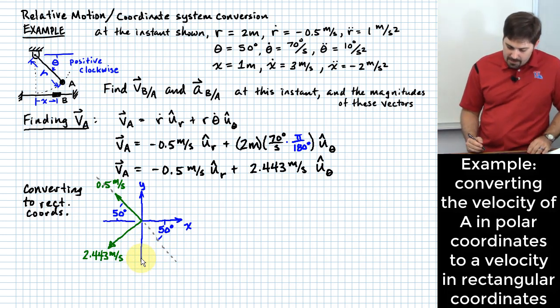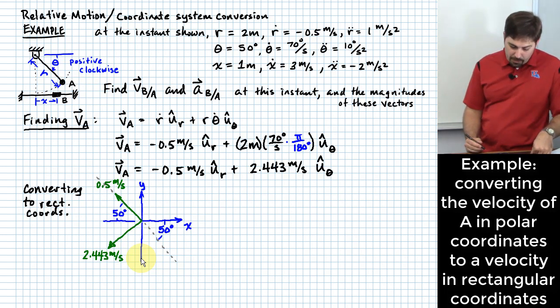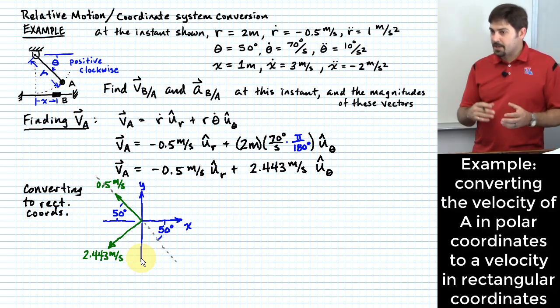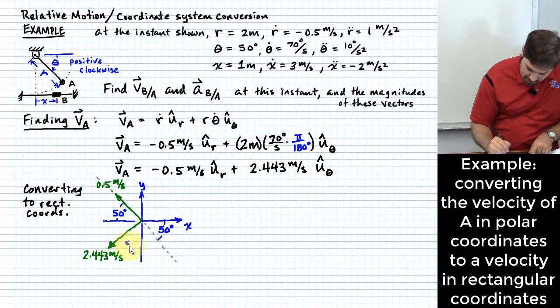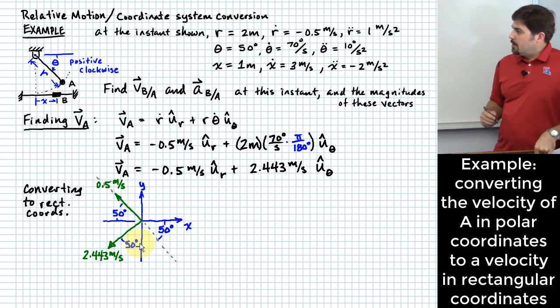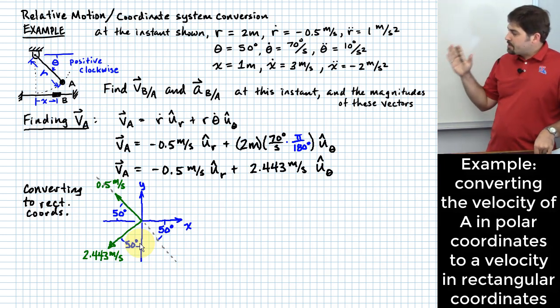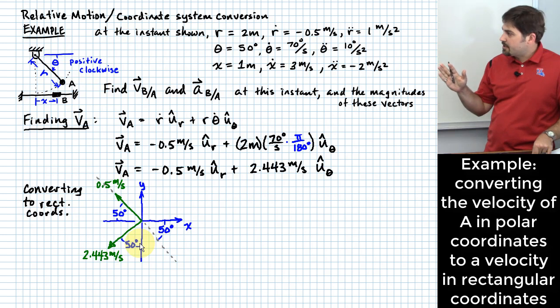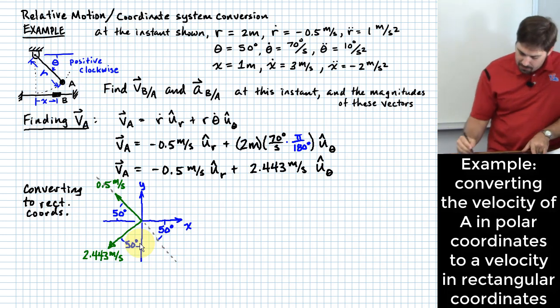Given that x and y are perpendicular to each other, and the 0.5 meter per second squared and the 2.443 meter per second squared are perpendicular to each other, they have to rotate the same way, which means this must also be a 50-degree angle at this instant. Okay, how does this help us? What we ultimately need to do is figure out the sum of these two vectors that acts in the x and the sum that acts in the y, which means we have to pick off components of these vectors in those two directions.